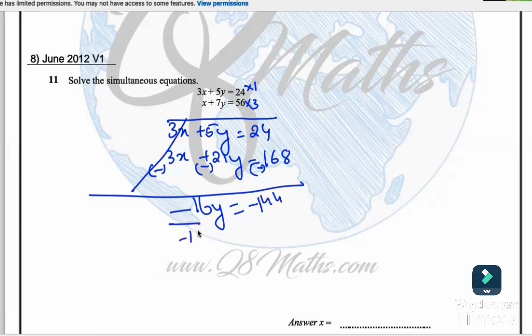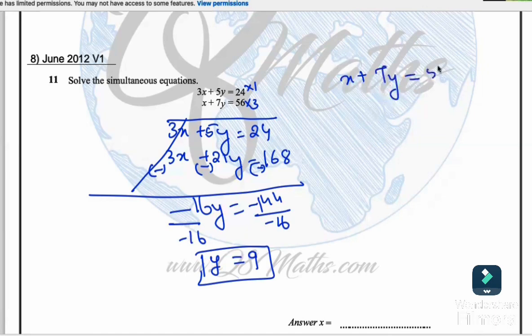Therefore, I divide by minus 16 on both of the sides to get my value of y, which is going to be 144 divided by 16, which is going to be 9. Therefore, the value of y is going to be 9. And then to get the value of x, I will substitute y as 9 in this expression.